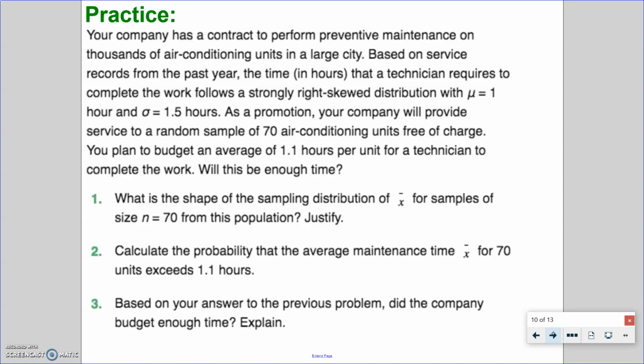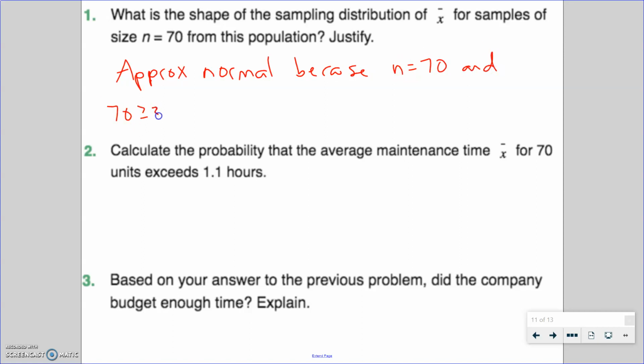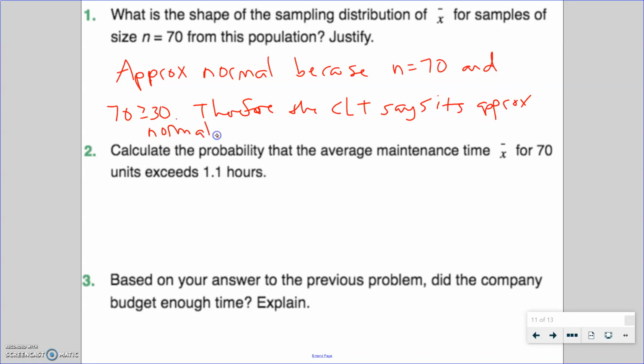All right, so what is the shape of the sampling distribution of x bar for samples of size n equals 70? Justify. I know I can't do very good full sentences on here, so I'm going to do the best I can with note taking and bullet points. But it's definitely going to be approximately normal, because the sample size is 70 and 70 is greater than or equal to 30. Therefore, the central limit theorem says it's approximately normal. So it's going to allow us to use normal CDF, that sort of thing.